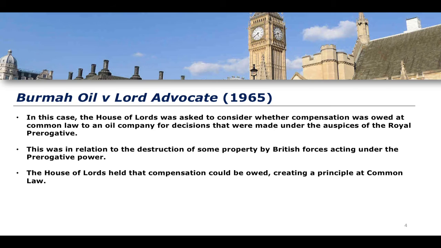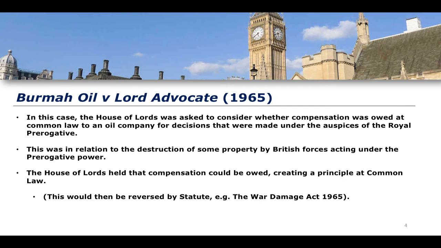Now, the House of Lords held that compensation could be owed, and therefore created a principle at common law that in certain circumstances, decisions made under the auspices of the royal prerogative imply a certain obligation for things like compensation. In this specific case, the actions of the royal prerogative involved the use of armed force, and this gave way to an obligation to compensate an oil company for the destruction of property by British forces.